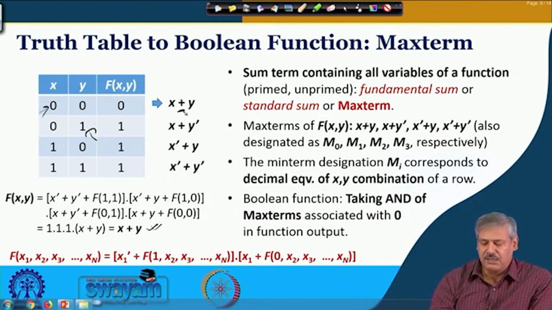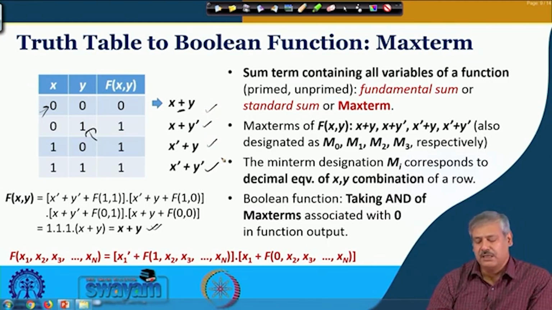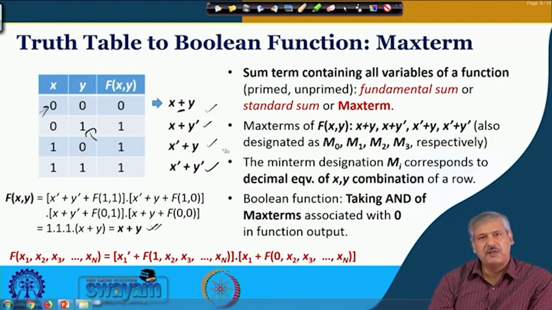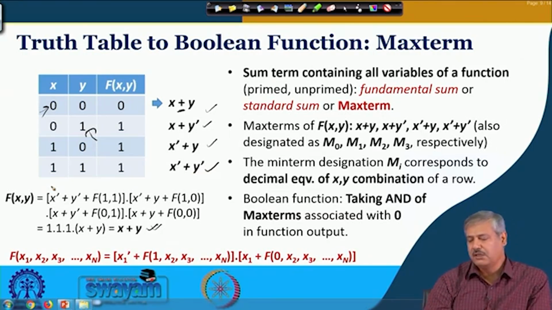So, we see that for two variables, these are the 4 possible cases where all the literals, all the variables are there, and the terms are 0 0 x plus y, 0 1 x plus y prime, 1 0 x prime plus y. Because it is 1, it is x prime, x is 1, that is why it is x prime, y is 0, that is why it is y. Okay. 1 1, this is x prime plus y prime. If it is 1, as I said, it will be primed, and if it is 0, it will be unprimed. Okay.